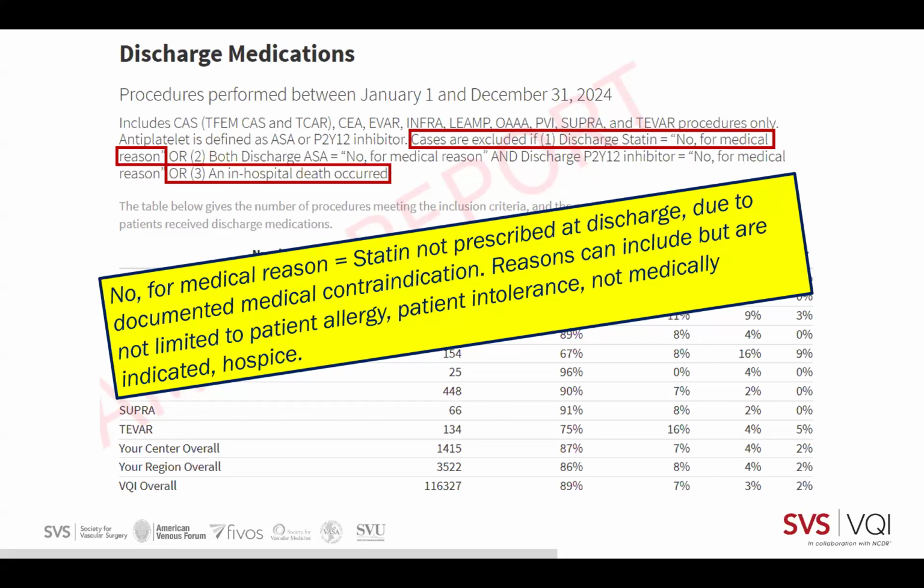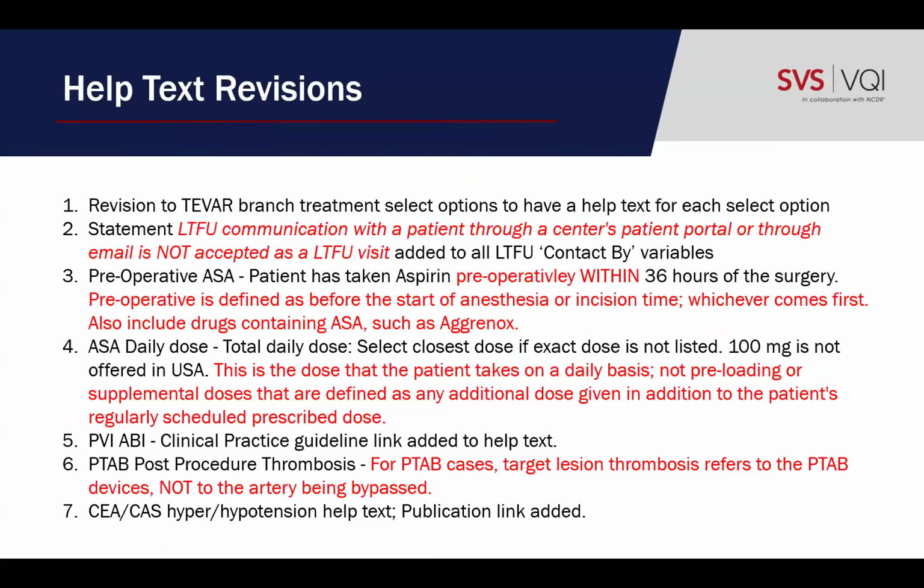Some help text revisions. There were revisions to the TVAR branch treatment select options, so that now there is a help text for each select option. The statement, "Long-term follow-up communication with the patient through a center's patient portal or through email is not accepted as a long-term follow-up visit," was added to all of the long-term follow-up contact by variables.